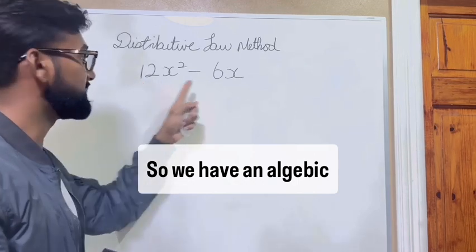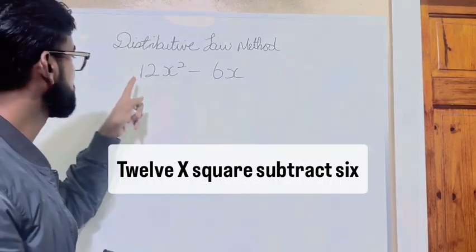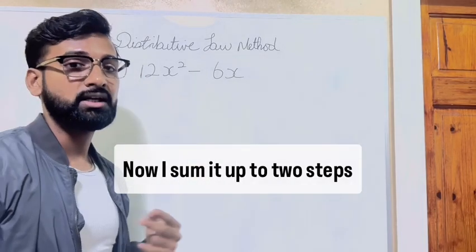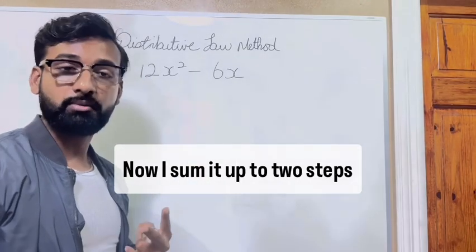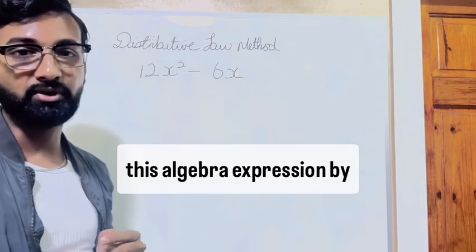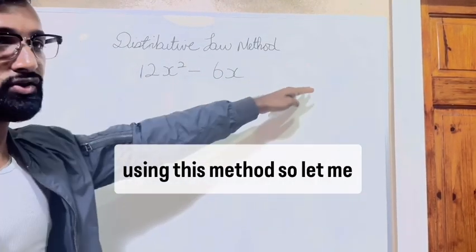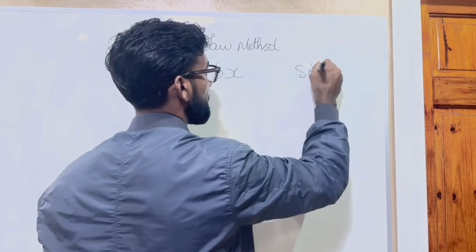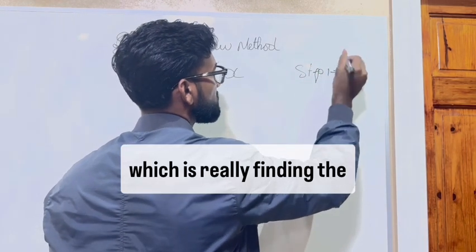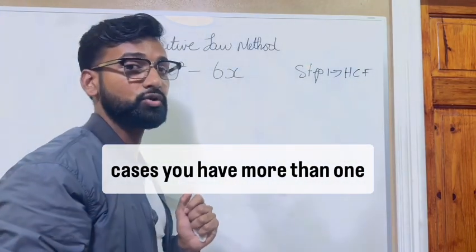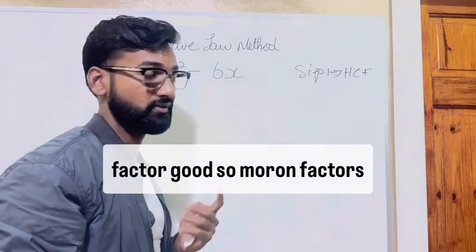So we have an algebraic expression here with two terms, 12x squared subtract 6x. All right. Now I sum it up to two steps that we need to factorize this algebraic expression by using this method. So let me put the steps here on the side. So we have step one, which is really finding the highest common factor. In some cases, you have more than one factor.